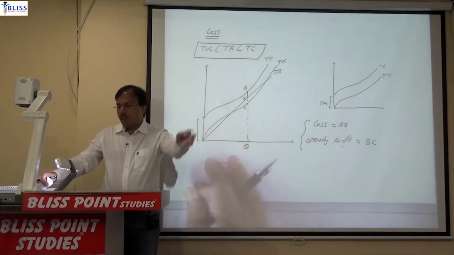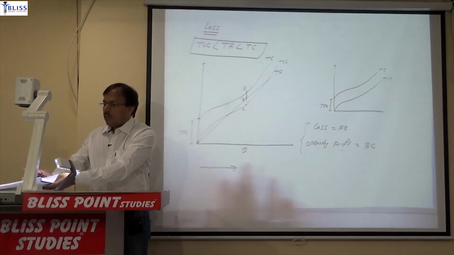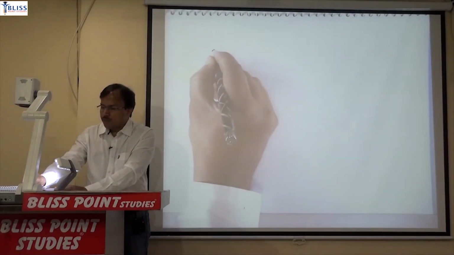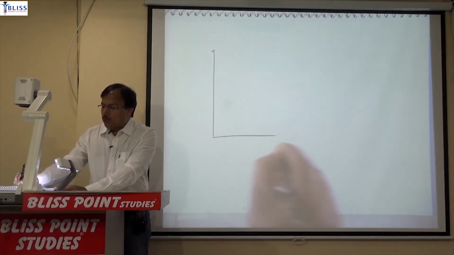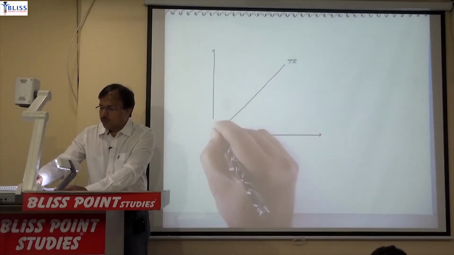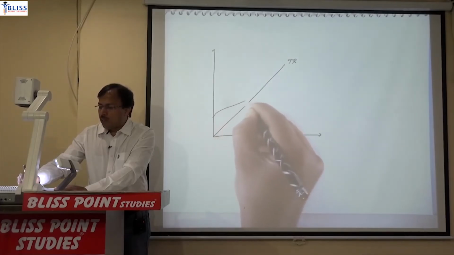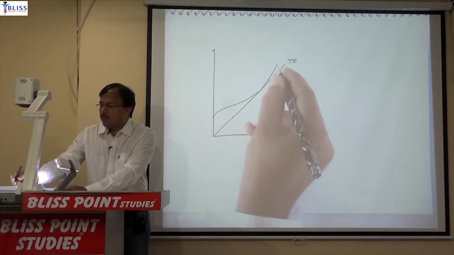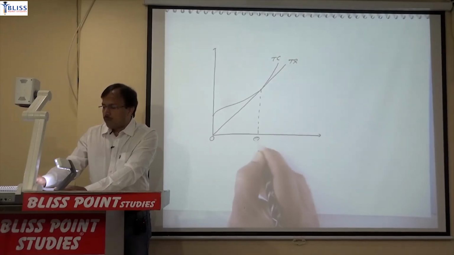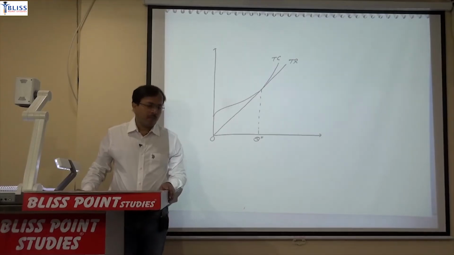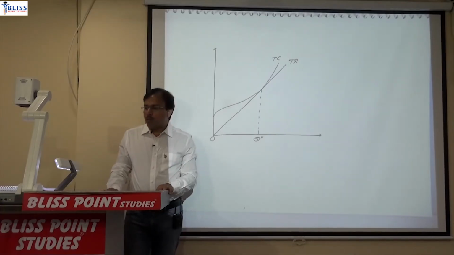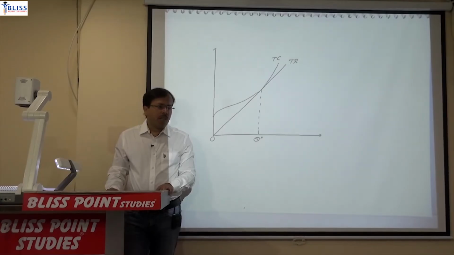Next paragraph. However, when total cost is tangent on total revenue, then the firm will be earning only normal profit, as normal profit is included in cost.